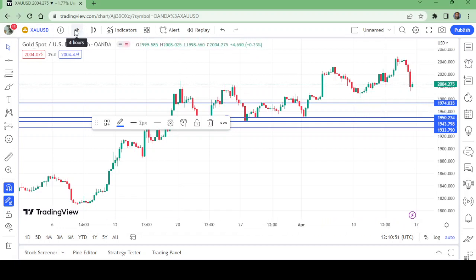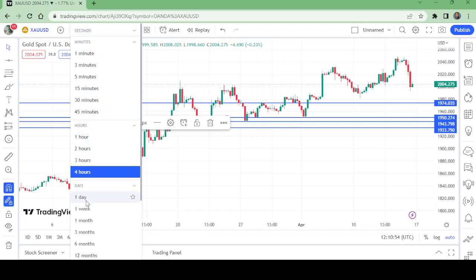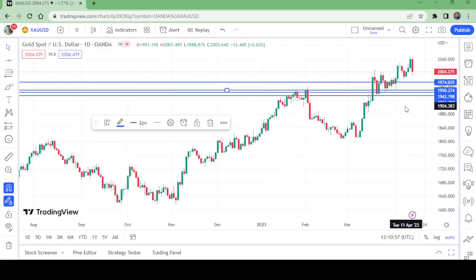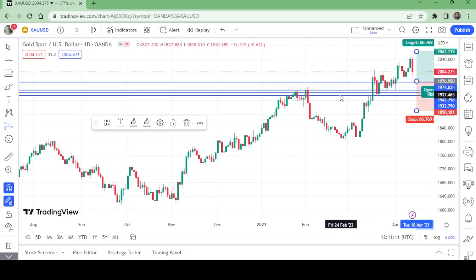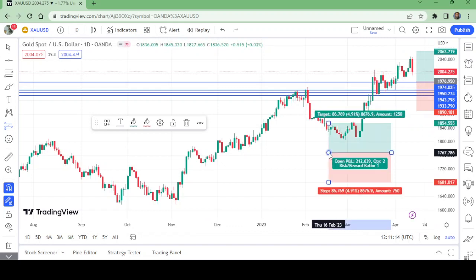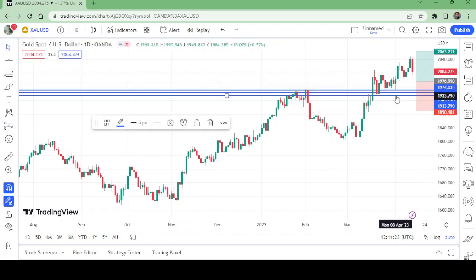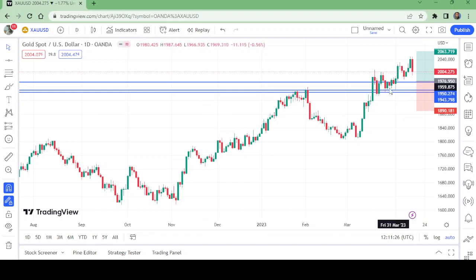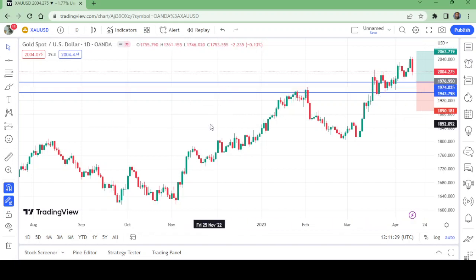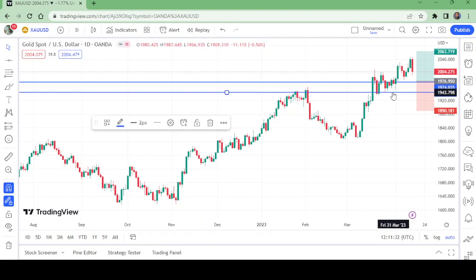Now let us move to the daily time frame and put the buying. Let me put the long position at this price. This is the long position, and for stop losses, first of all, let me remove the other horizontal lines except this, to confirm that now we need to find the stop loss.